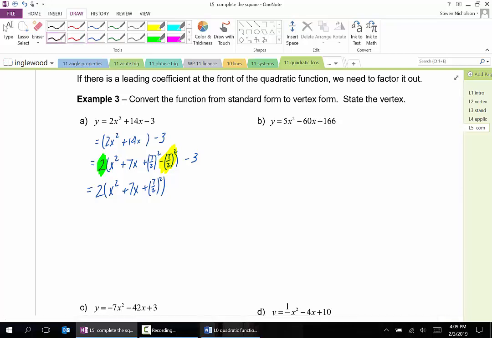But then what we're going to do is move our negative. I don't care about the negative right now. I always know it's going to be negative unless the leading coefficient is negative. So we're going to take out 7 over 2 times 7 over 2, but we're also going to multiply by that leading term. So what we end up taking out is 49 over 2, which is negative.